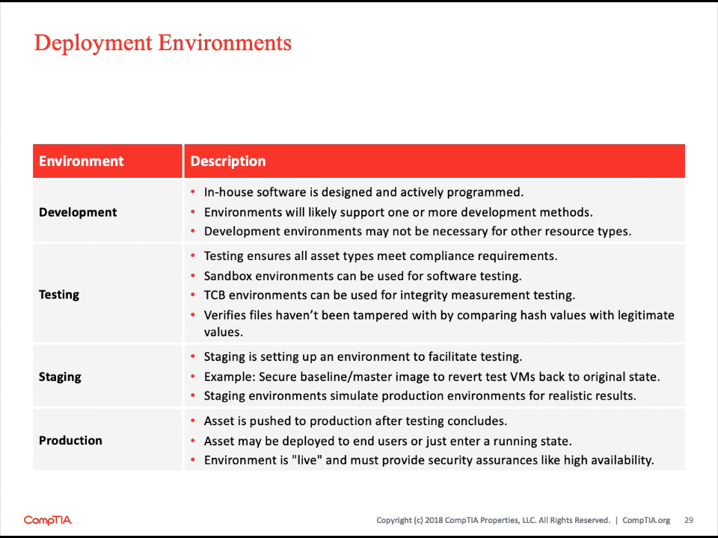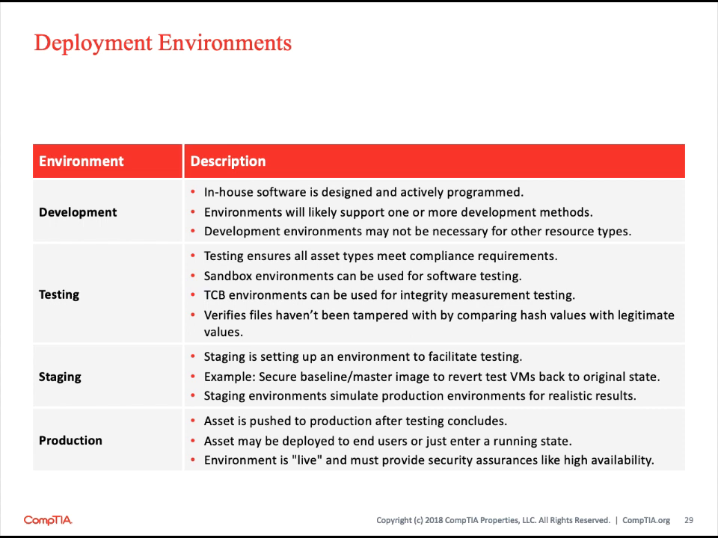Then we have trusting computing bases. This is used for validating our integrity. So because we're doing this through our trusting computer base, we can validate this integrity by verifying that files and code in this environment haven't been tampered with by comparing our hash values to their known legitimate values, right? And then we have staging.